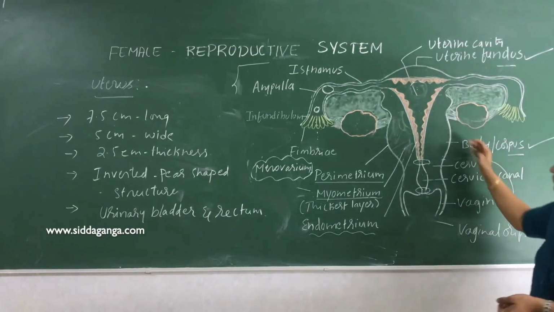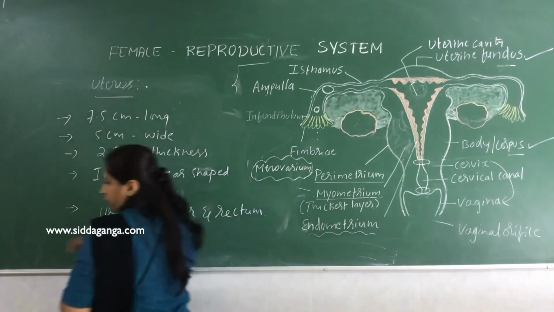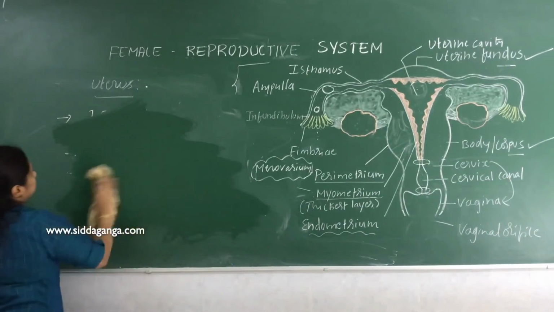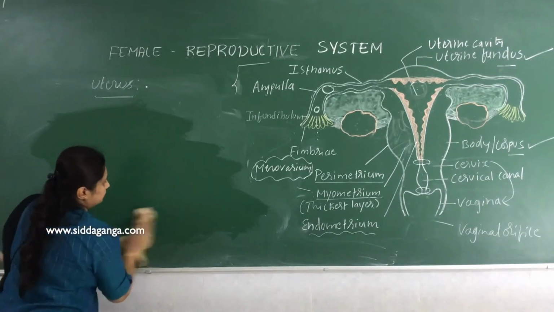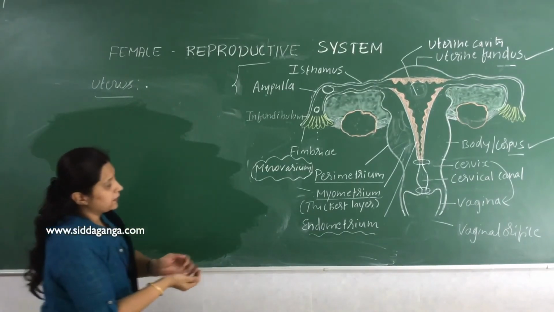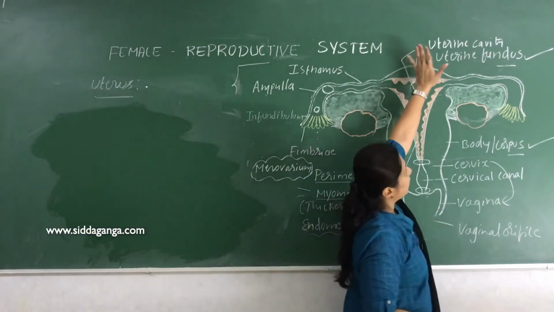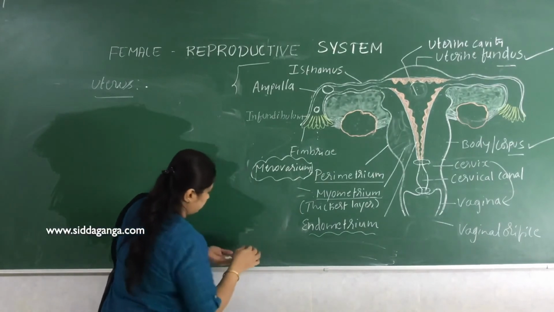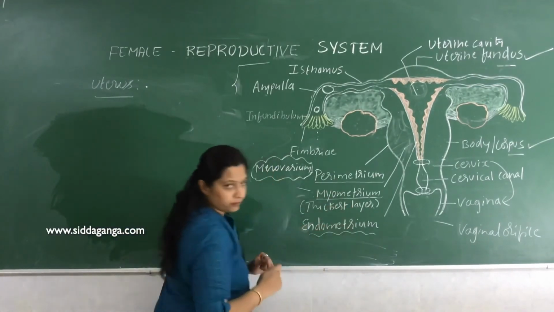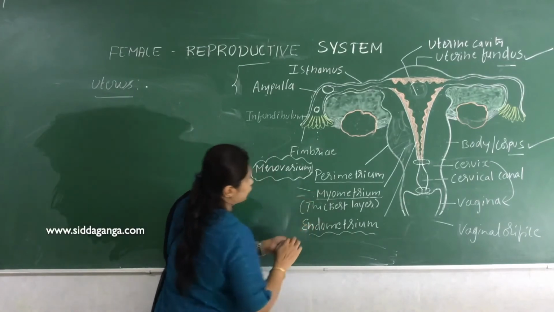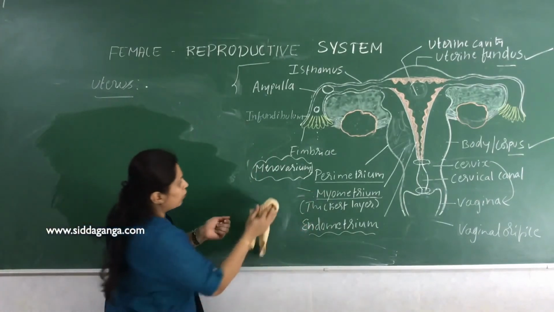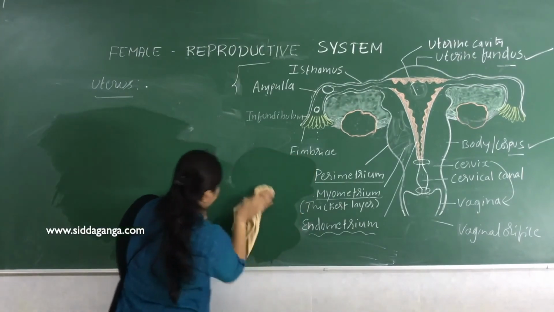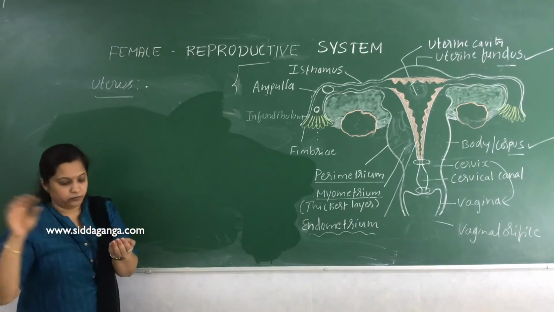Then, when it comes to the wall layers: what is the cavity present inside the uterus? This is called the uterine cavity. And when it comes to the wall layers of the uterus, there are 3 layers. The outermost layer of the uterus is called the perimetrium.